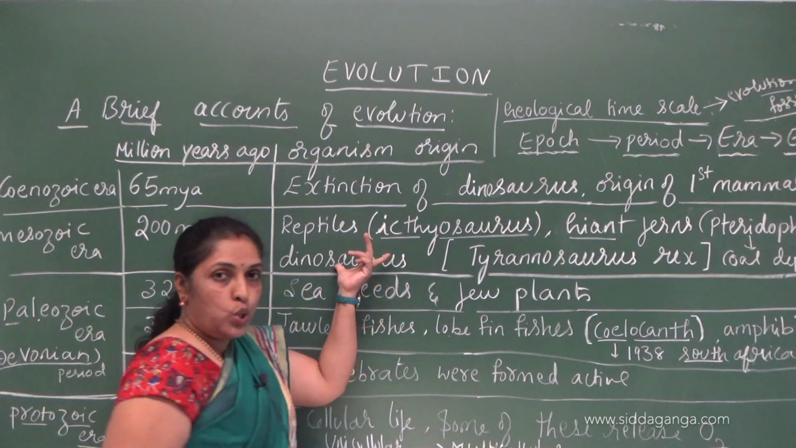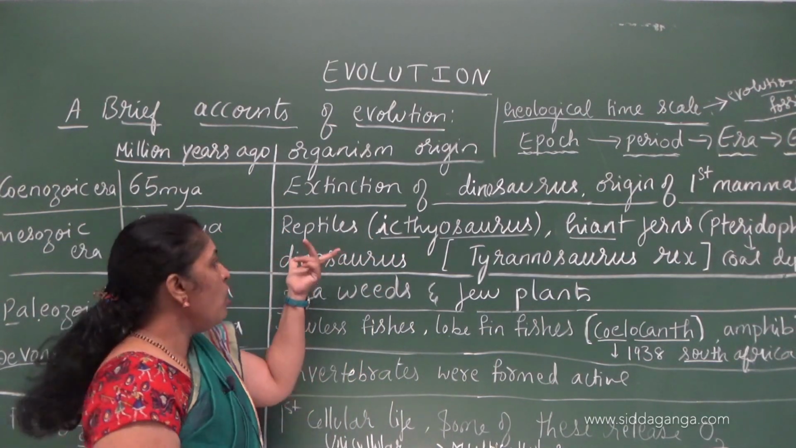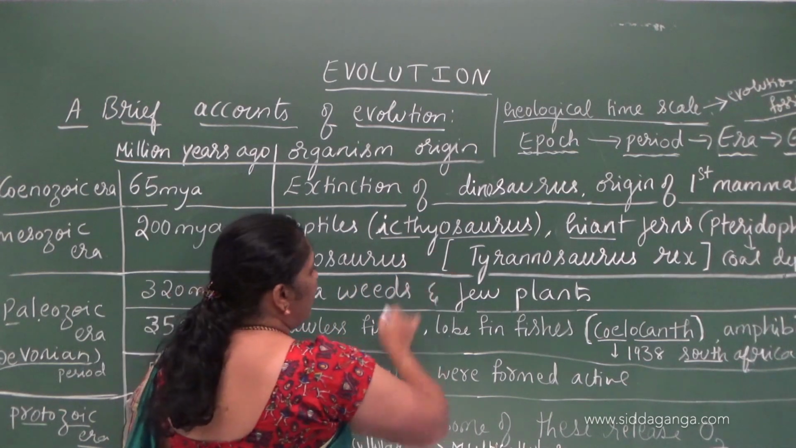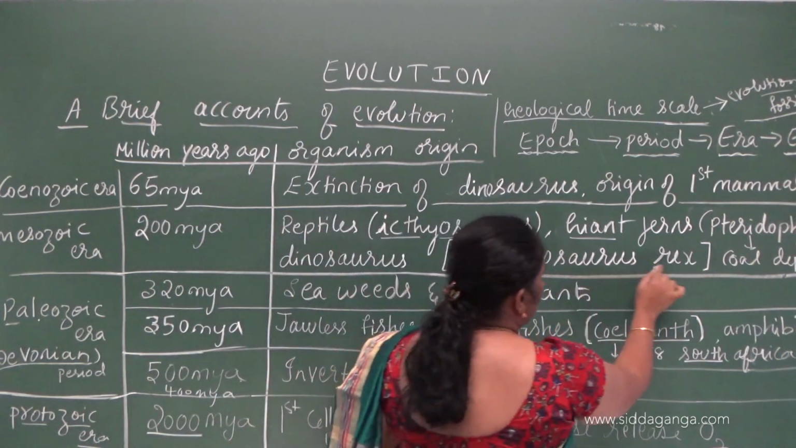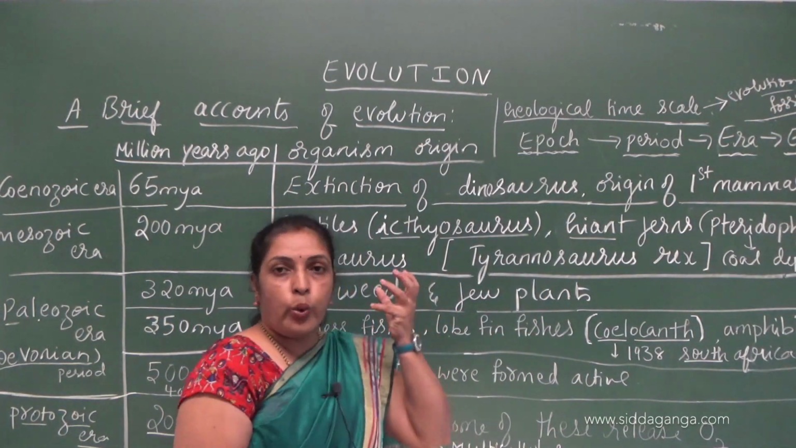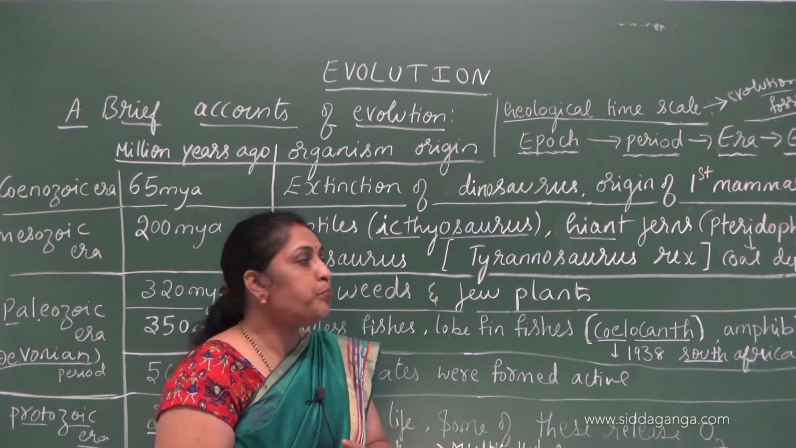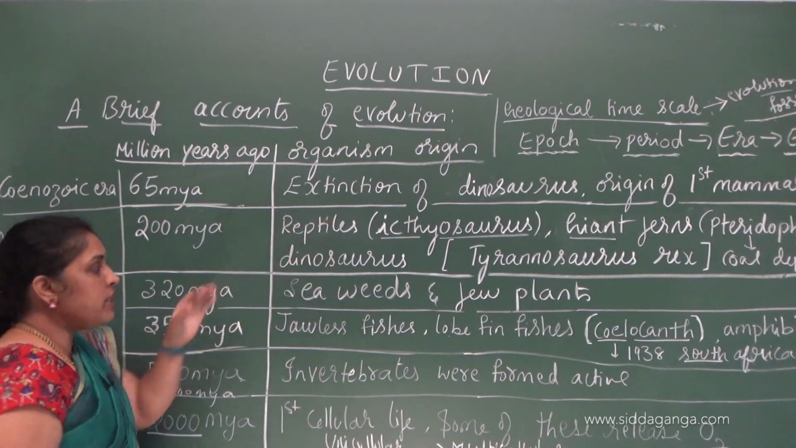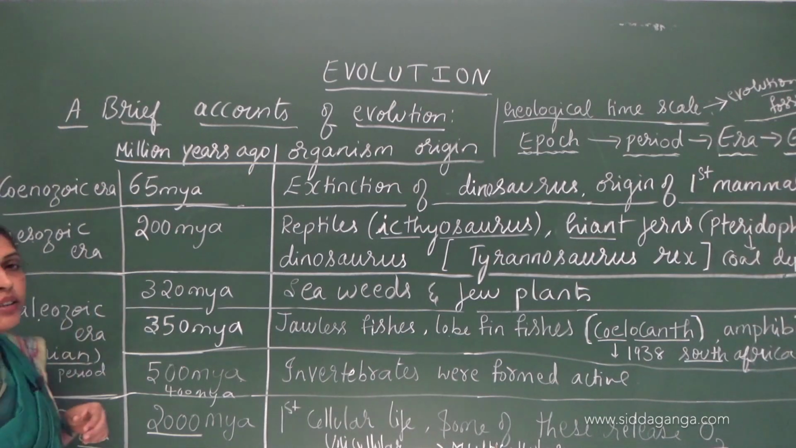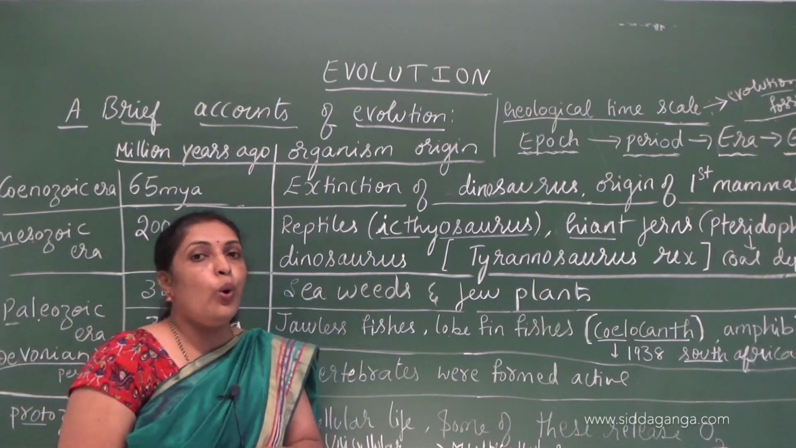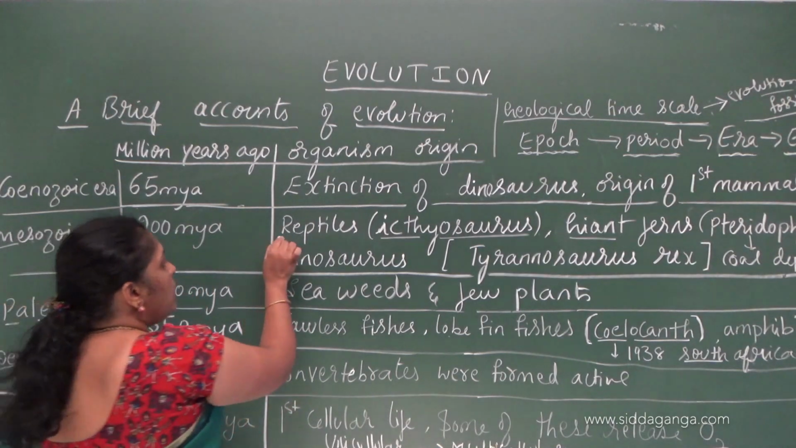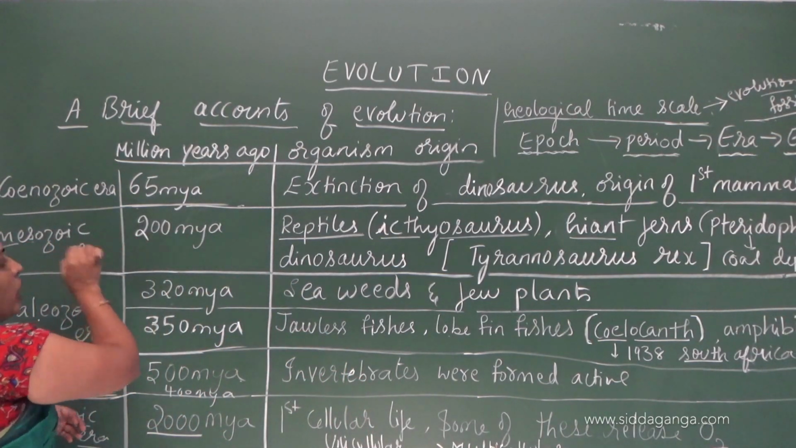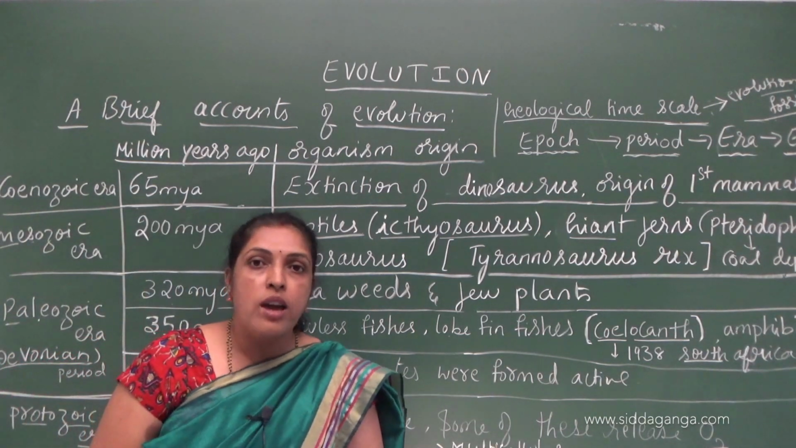And during this period, 200 million years ago, reptiles like dinosaurs dominated the earth. The largest land reptile was Tyrannosaurus rex, which had 20 feet height and dagger-like teeth. These reptiles are present in the Mesozoic era. This Mesozoic era is considered the golden age of reptiles, because during that period the reptiles dominated the earth.